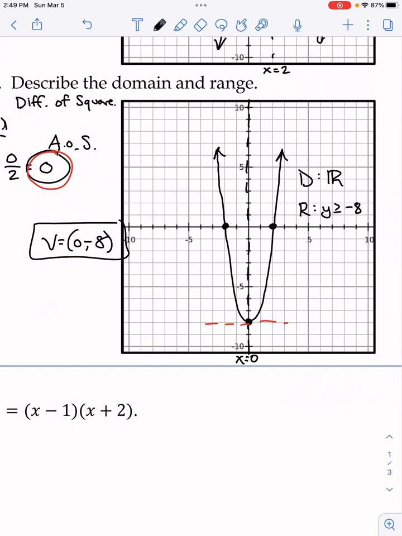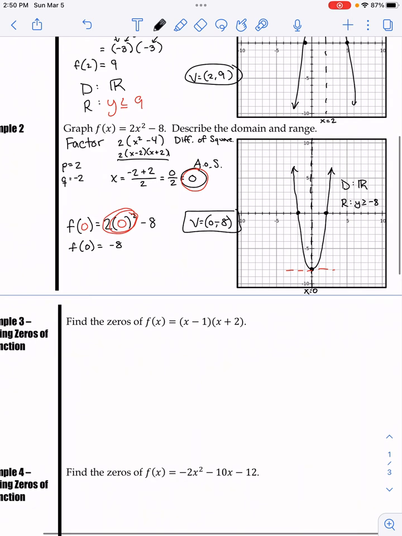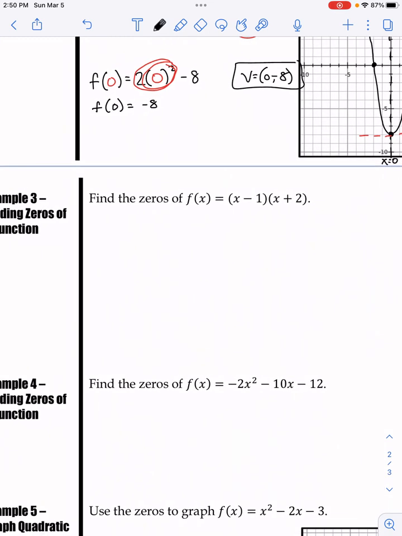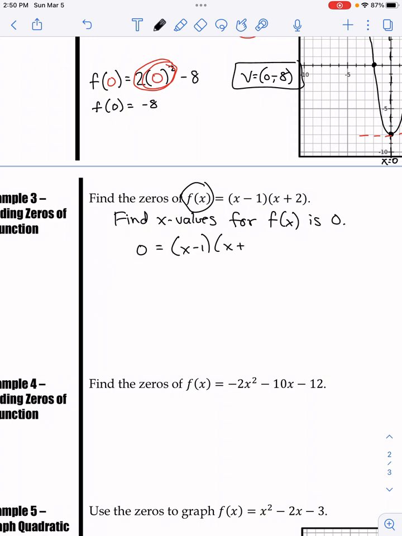All right, let's go to the back side. Now finding zeros of a function. This is exactly what we've been doing, except we don't have to graph it. But just to more formally write out when you find your solutions. So it says find the zeros of f of x equal to x minus 1 times x plus 2. When it's asking this, it's saying find the x values for which f of x is 0. So I'm going to put a 0 there. That means the entire function is 0. So we're going to have 0 equal to x minus 1 times x plus 2.